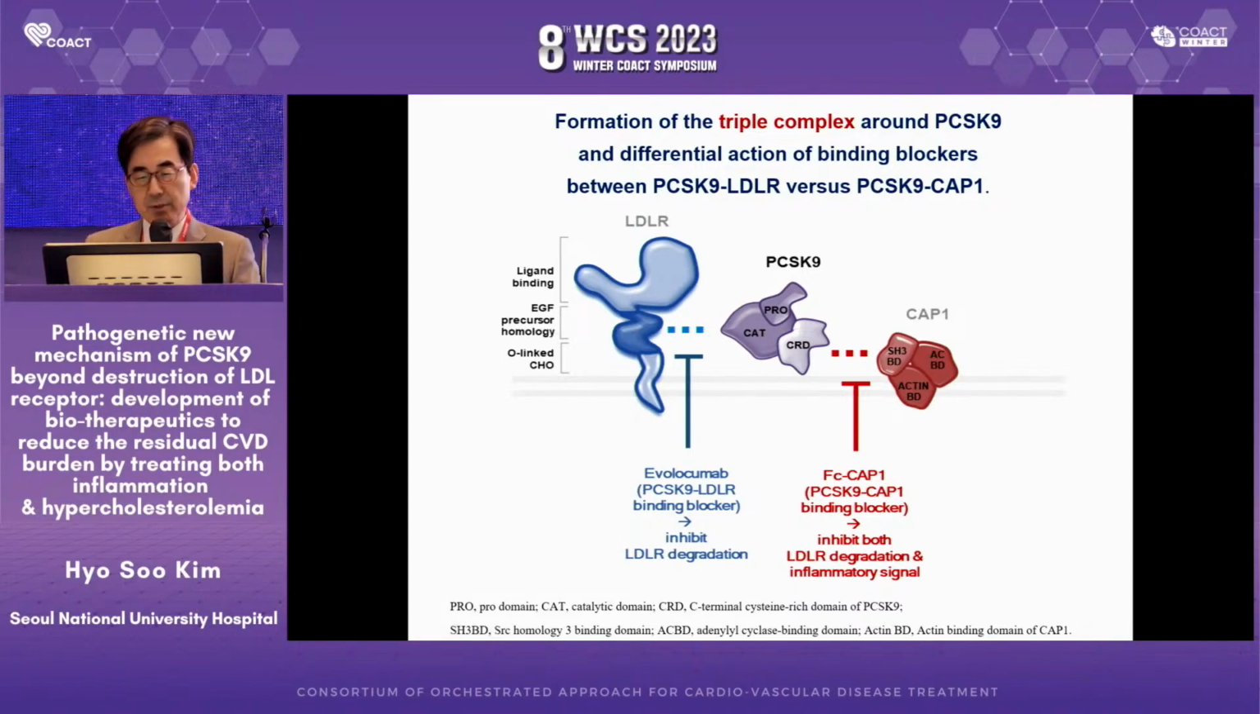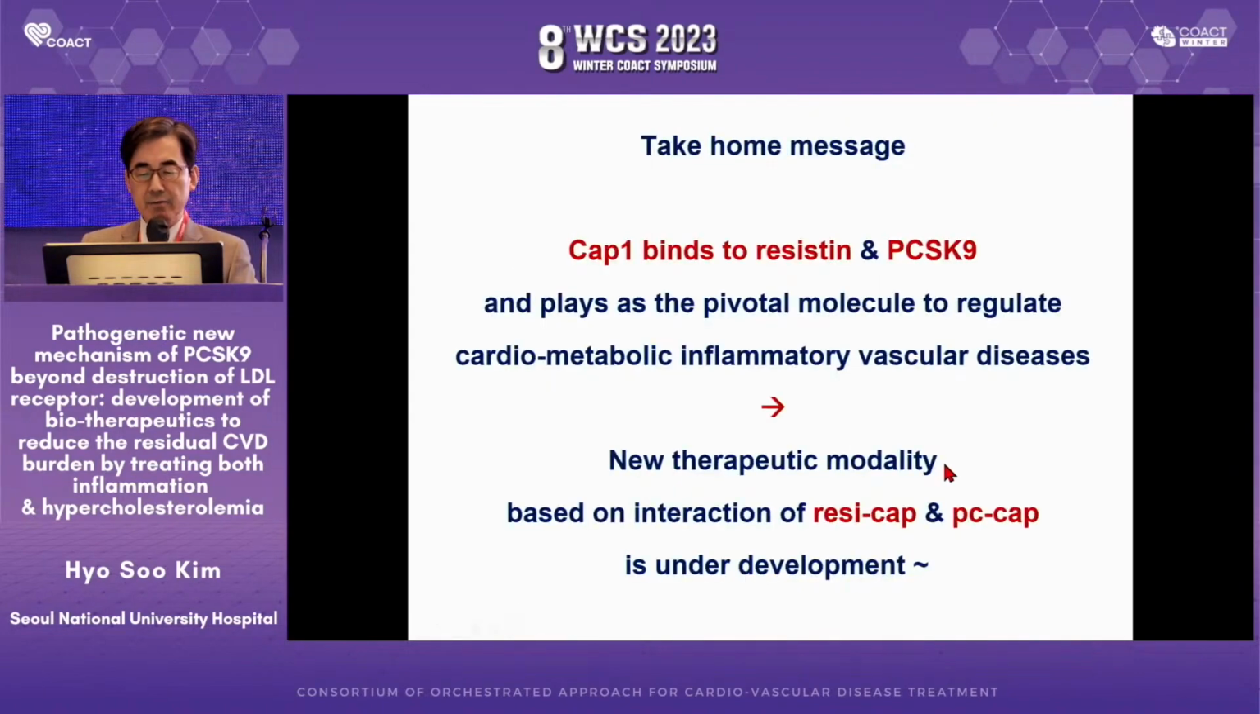Thus, to capture both cholesterol risk and inflammatory risk, we have to develop a blocker against PCSK9-CAP binding. In our experiment, FC-CAP1 is very powerful in blocking cholesterol synthesis, lowering LDL-C, and also blocking inflammation. Thus, such a blocker may really realize the control of cholesterol risk as well as inflammatory risk. Thank you very much for your attention.